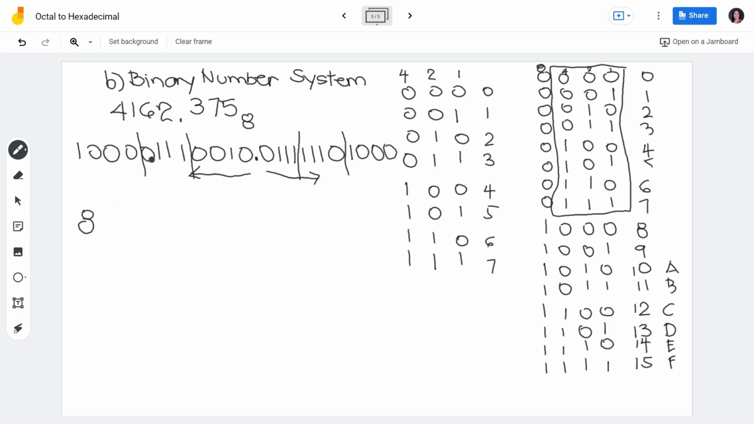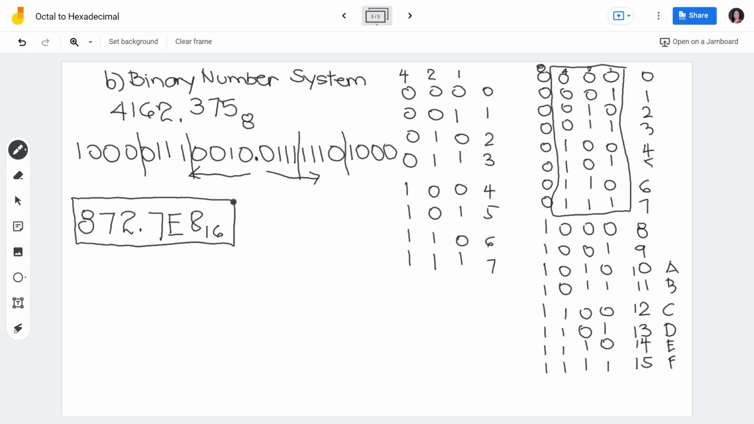Okay, so we have 1000, which is 8. Then 0111 is 7. And then 0010 is 2. Point. We have 0111, which is 7. 1110 is E. And then 1000 is 8, base 16. So this is the answer for getting octal to hexadecimal via the binary number system.